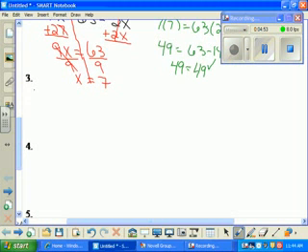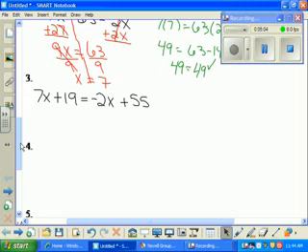Okay, so number 3 says 7x plus 19 equals negative 2x plus 55. Now remember, we got to get all of our variables on one side, all of our constants on the other, right? So which side do you want to bring the variables to? Left or right? Left. Which means I need to bring this over here. How am I going to do that? Add 2x. Was everybody able to do that first part? Okay, so we get 9x plus 19 equals 55.